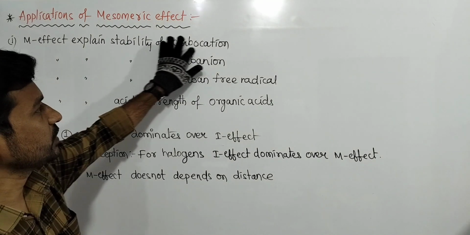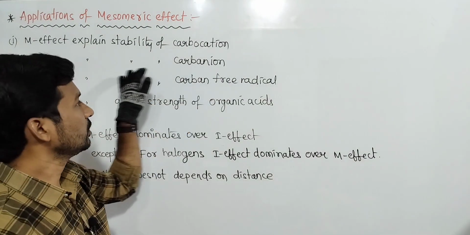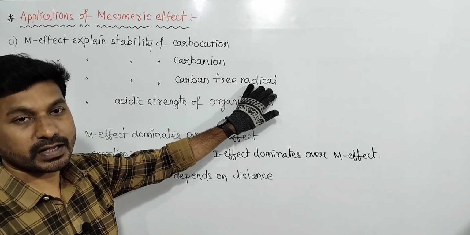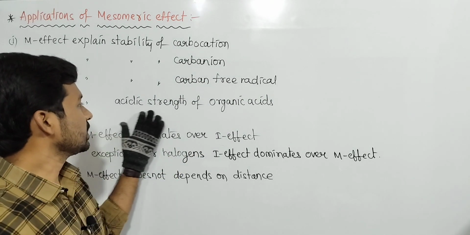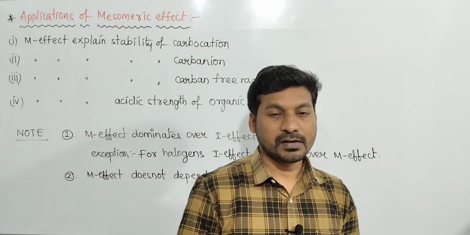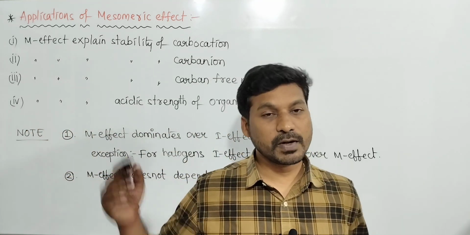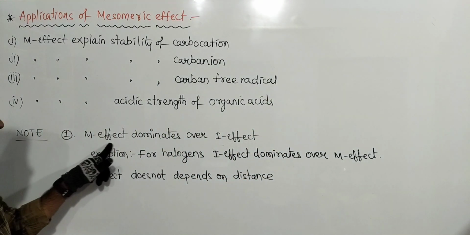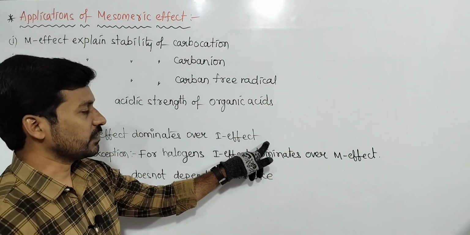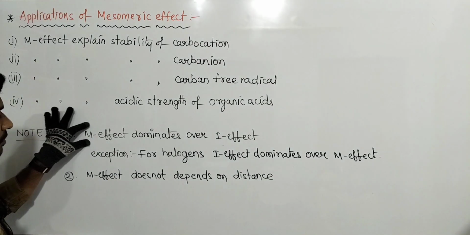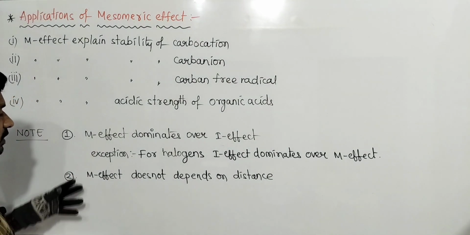Mesomeric effect explains stability of carbocation, stability of carbanion, stability of carbon free radical, and acidic strength of organic acid, similar to inductive effect. Inductive effect can also explain all these things. Okay. Note, mesomeric effect dominates over inductive effect. When both compete with each other, consider mesomeric effect the dominating factor.